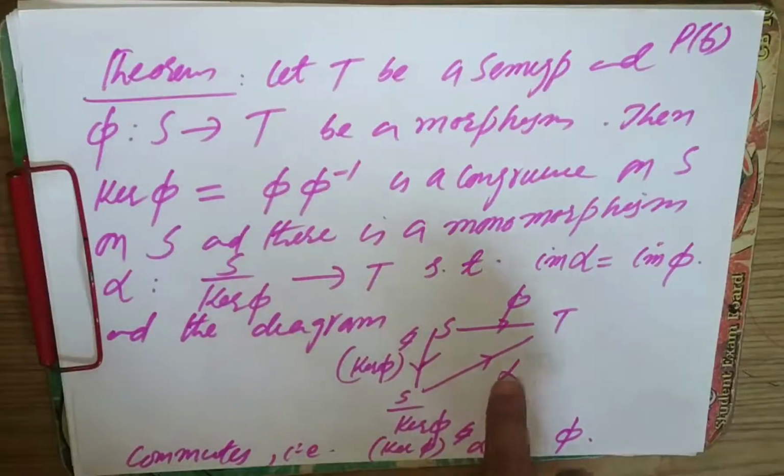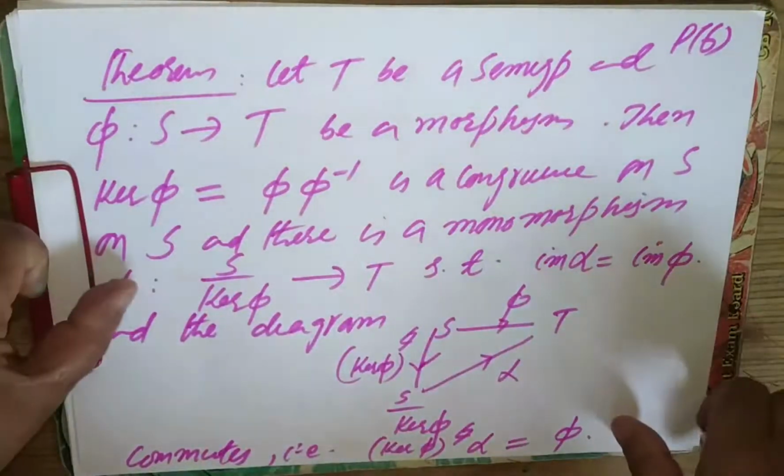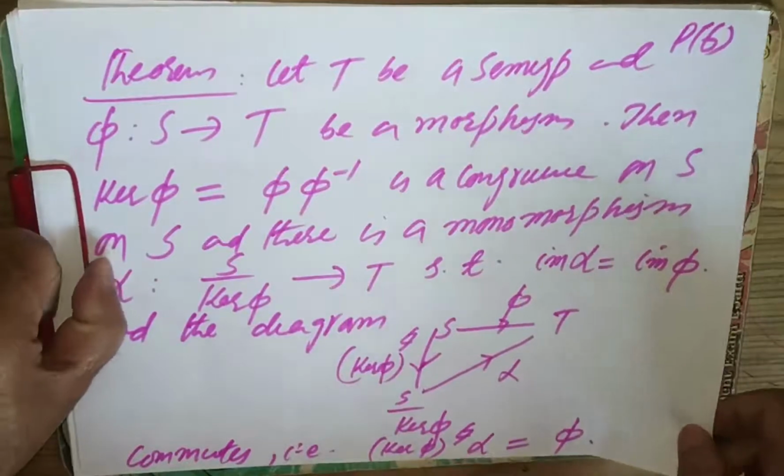Natural composition alpha is equal to phi. So let's prove this theorem. First, let's take the kernel of phi.